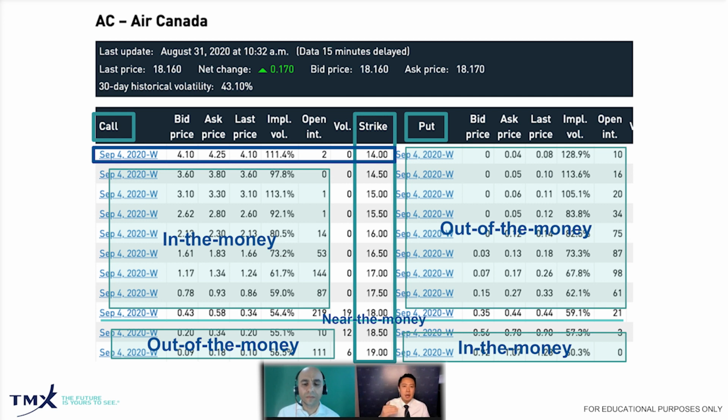Let's use the $14 call option as an example, okay? Imagine the investor has this $14 call option. What does it mean? It means that she has the right to buy Air Canada shares, which is the underlying stock, at the strike price. And what's the strike price here? It's $14. Now, notice that the stock price of Air Canada is trading at $18.16. That being said, the investor holding this $14 call option has an edge or a benefit of $4.16.